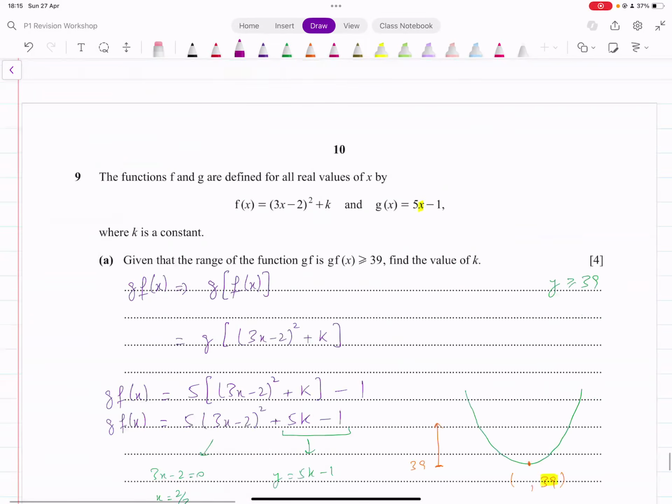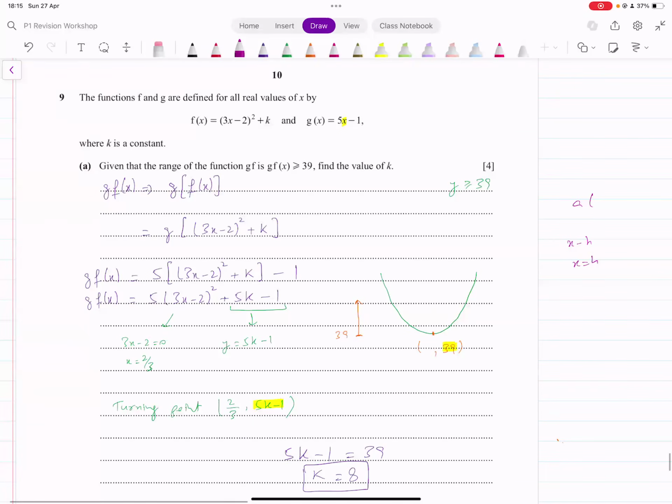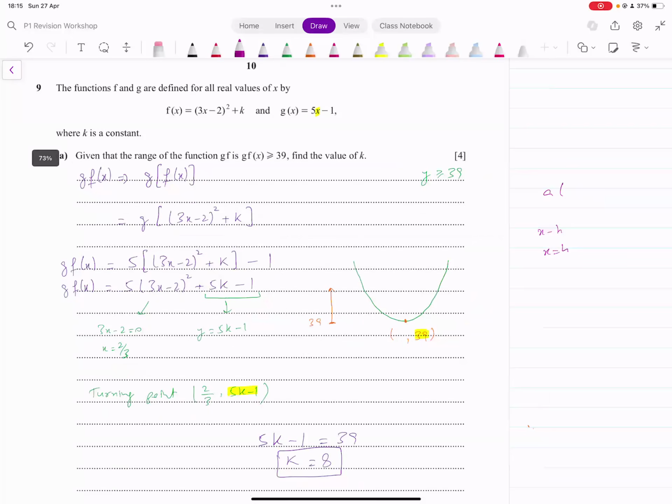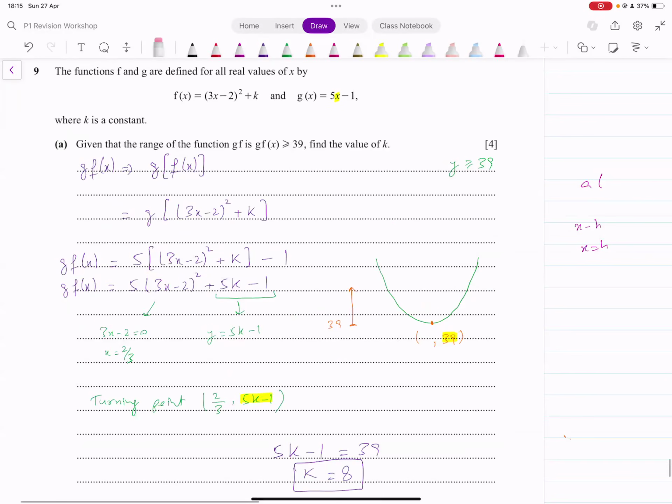Okay. Let's look at one last example. It's been a long session on functions. Let's have a look at this. We have functions f and g. They're defined for all real values of x. We did a very similar example in quadratics as well, so let's consider that again, just as a reminder. We have this function f of x, a quadratic function, and g of x is another function which is 5x minus 1. Given that the range of the function gf is greater than or equal to 39, find the value for k.